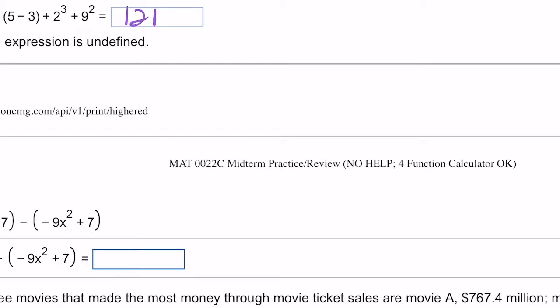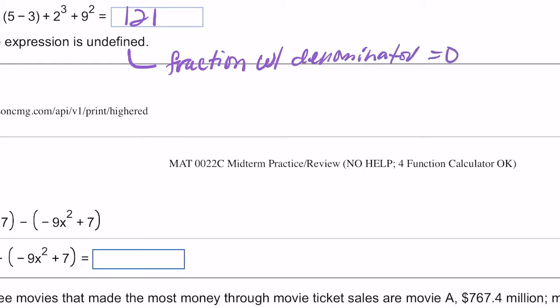By the way, where we have problems that say the expression is undefined, remember that undefined means when you have a fraction that has a denominator of 0. So for example, 5 divided by 0 is undefined. So if you have an expression that has a fraction and you end up with 0 in the denominator, you can't simplify that expression anymore. It would just be undefined.